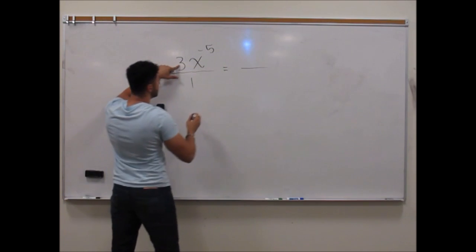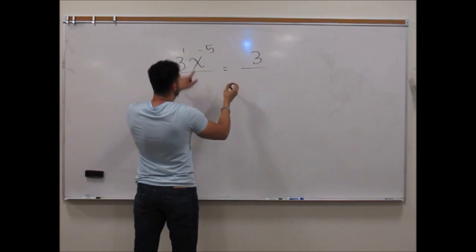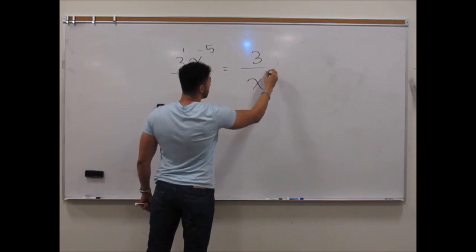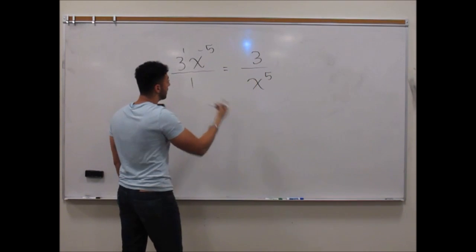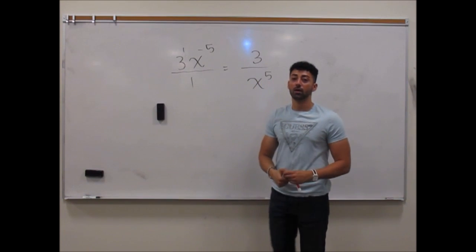So this 3 is going to stay on top because it doesn't have a negative exponent. It's sitting where it should be. This x to the 5th is going to come down, but it's going to have a positive exponent, right? That's what we said the negative power law indicates.